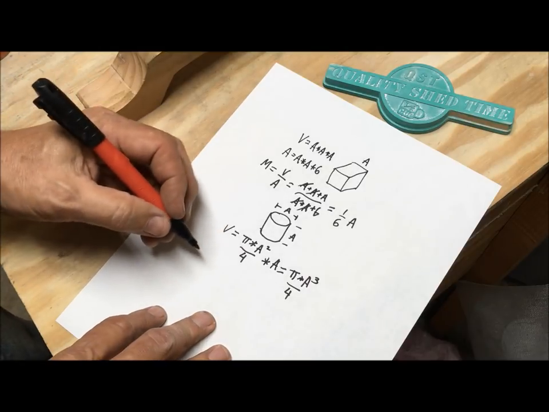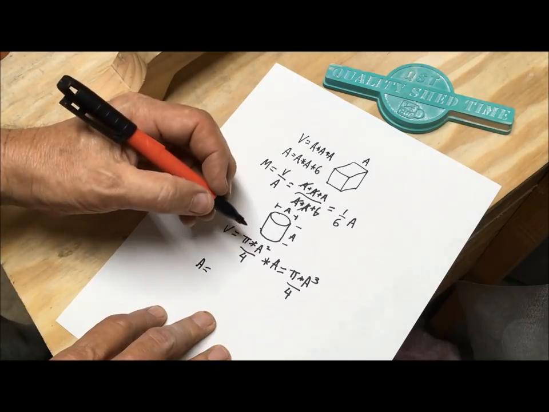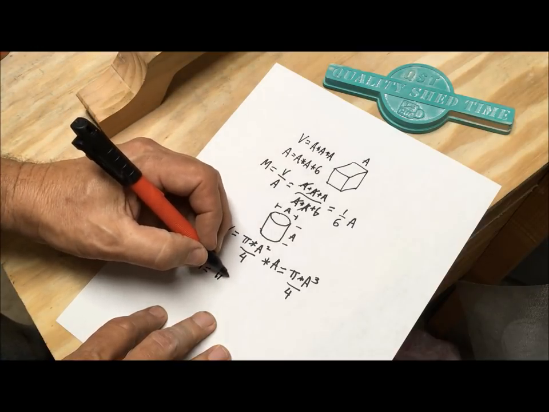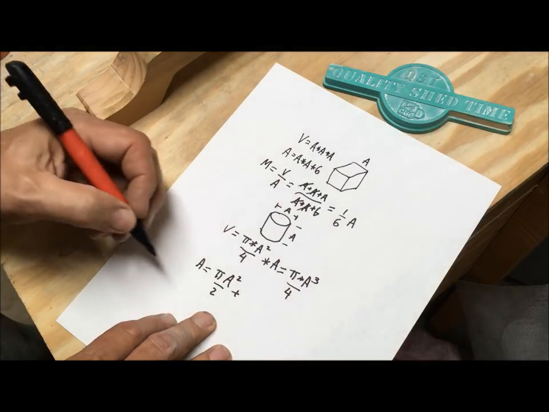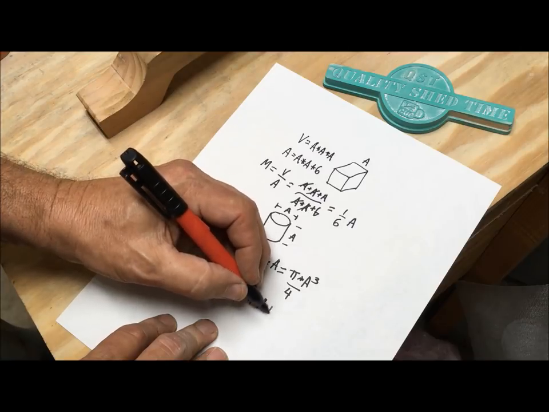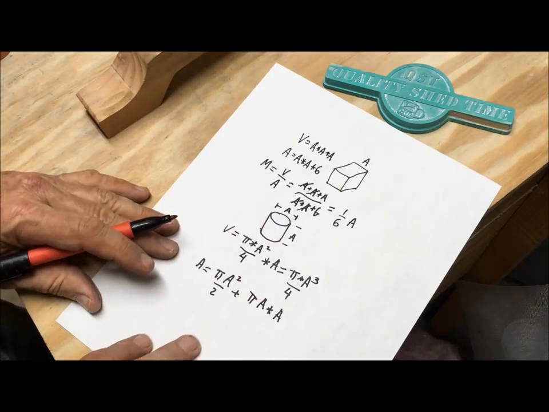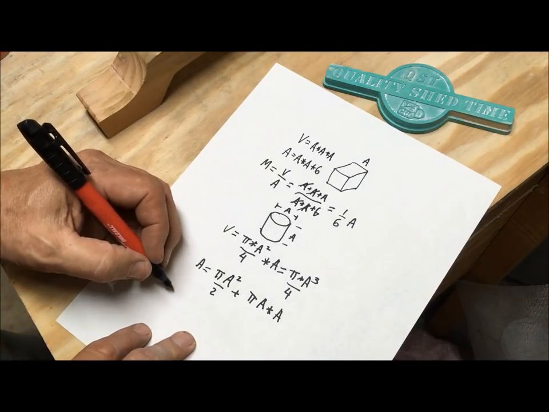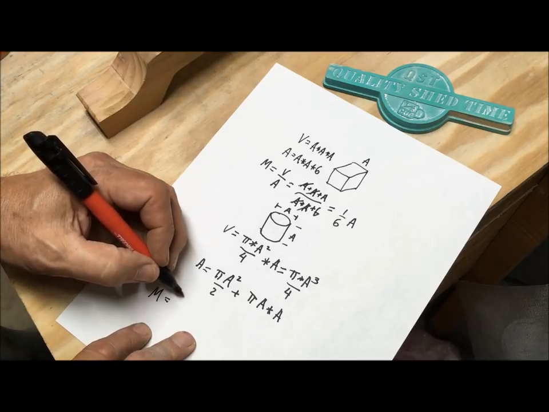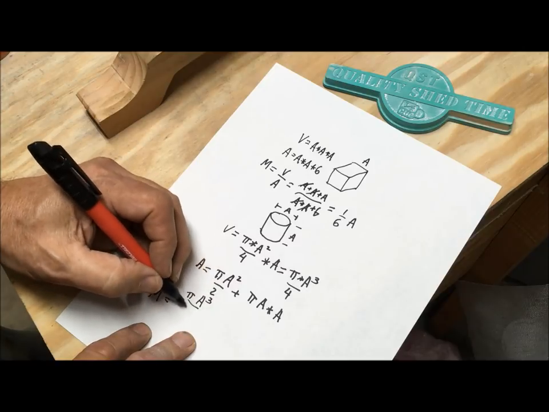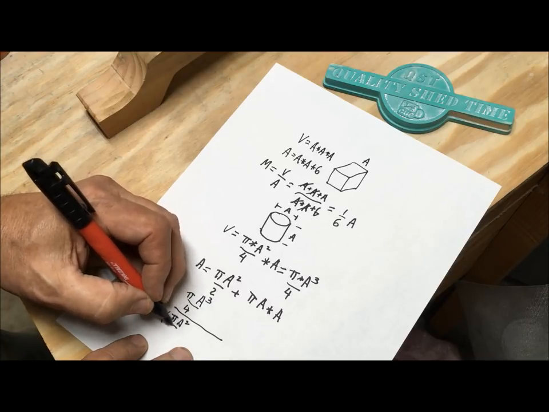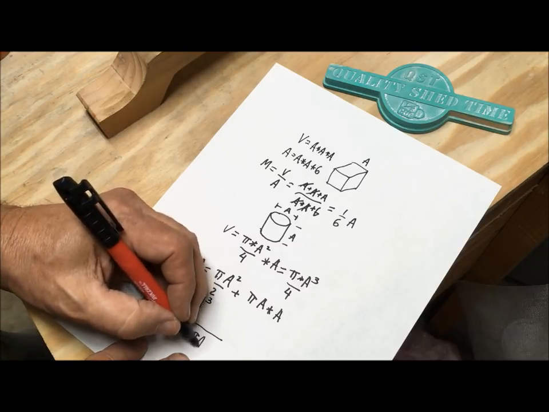So what's the area? Well, the area equals pi A squared over 4, that's the area of the top, times 2. So that's pi A squared over 2, plus the circumference, which is pi A, times A. So the volume is pi A cubed over 4, the modulus then is going to be pi A cubed over 4, all divided by pi A squared over 2 plus pi A squared.